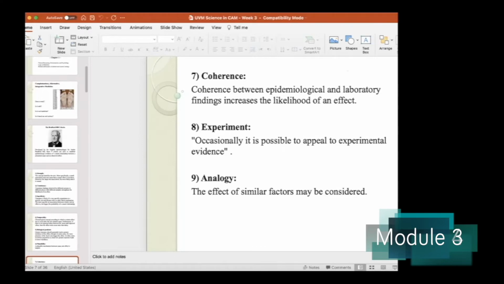The effect of similar factors may be considered. All right. Now, this would be the bottom of the pyramid. If you remember, the pyramid of evidence we discussed in week 1 had at the bottom things such as direct observation, case reports, healthcare provider account, and comments, without any specific statistical analysis.